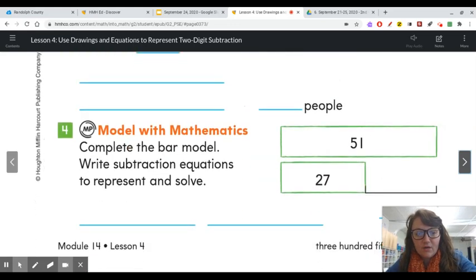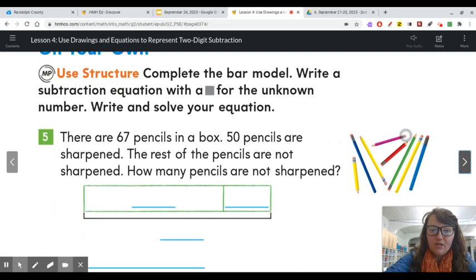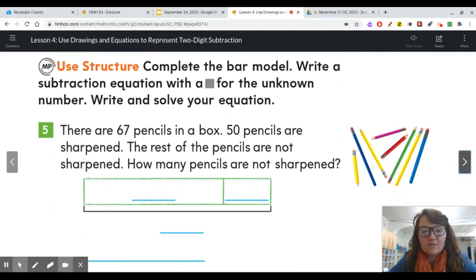Number 4, model with mathematics. Complete the bar model. Write subtraction equations to represent and solve. So it says 51 and 27, and then there's a number missing. Okay. All right. Next page. There are 2 pages for this one. We're going to continue over here. So it says complete the bar model, write a subtraction equation with a square for the unknown number, and then write and solve your equation.